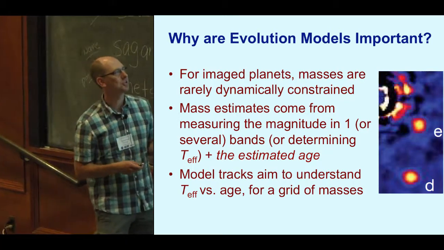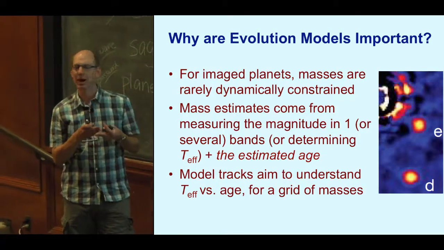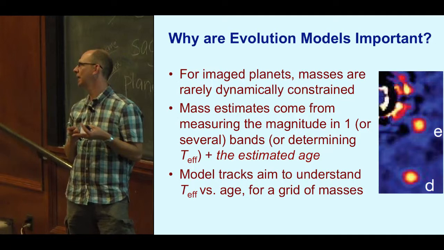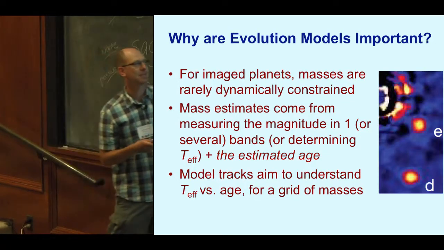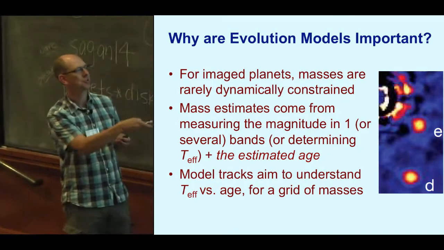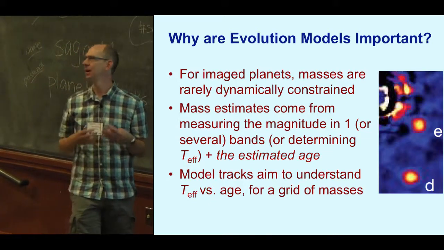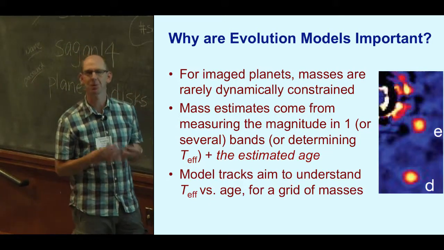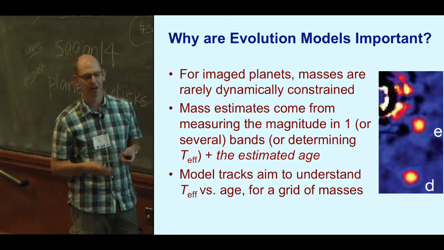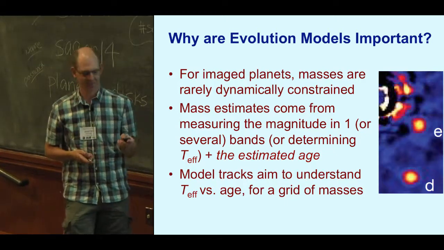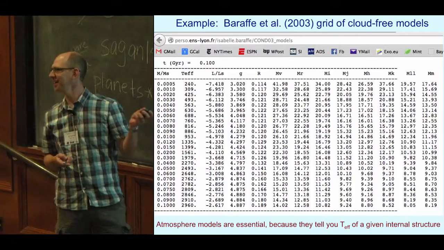And if you combine those two things, some sort of brightness or effective temperature estimate combined with an age, you can estimate the mass, and that comes from model evolution tracks that aim to understand the cooling of objects with time, their effective temperature over time, or their brightness in a bandpass over time, for a grid of masses. And so what these look like are things like this.